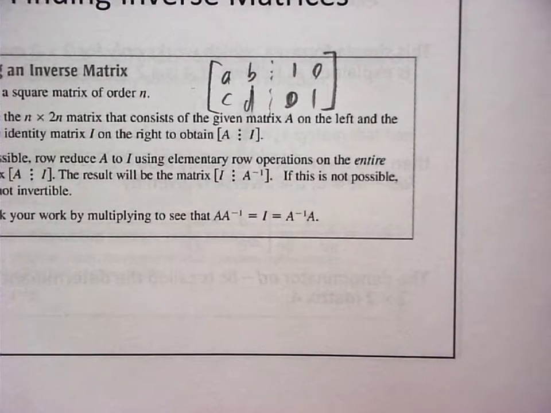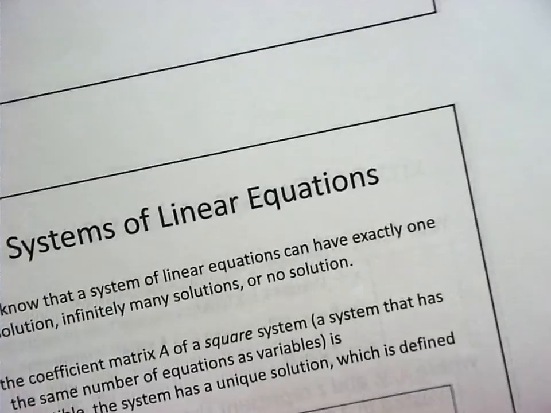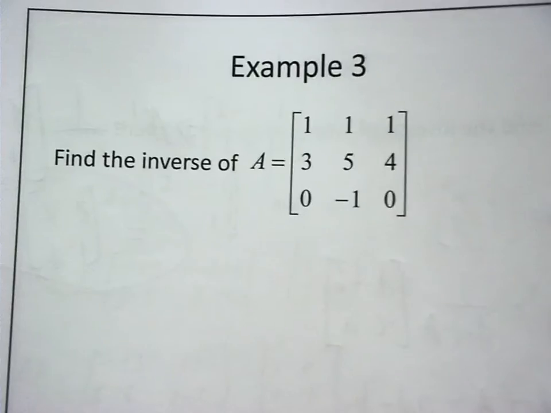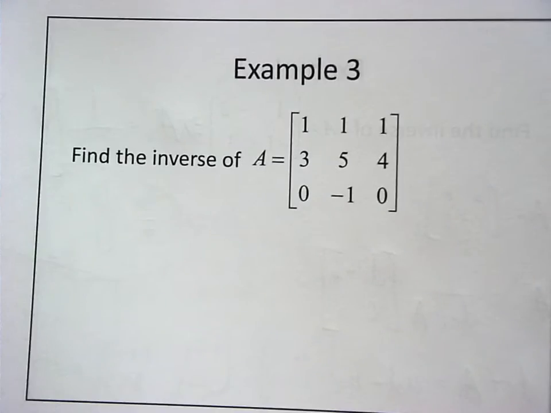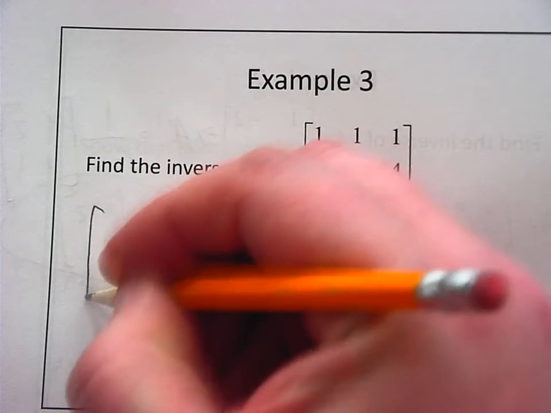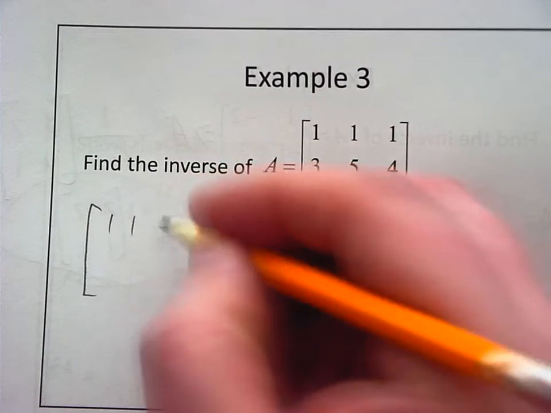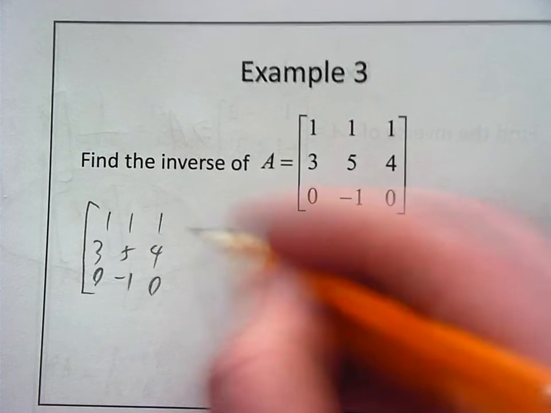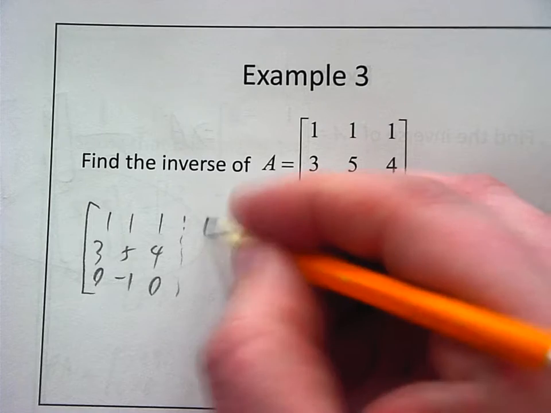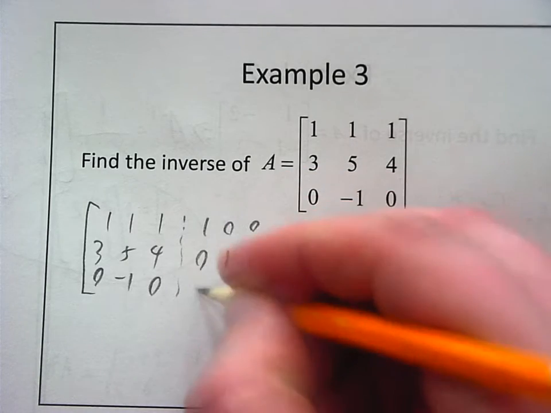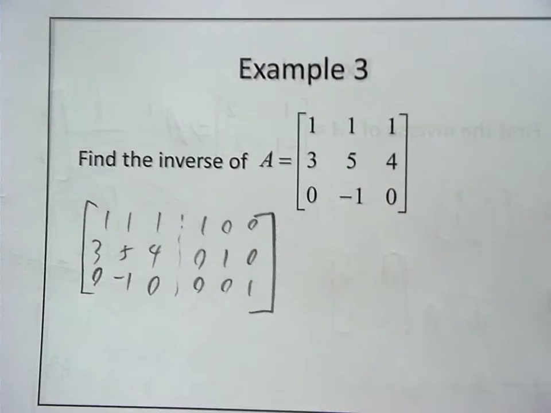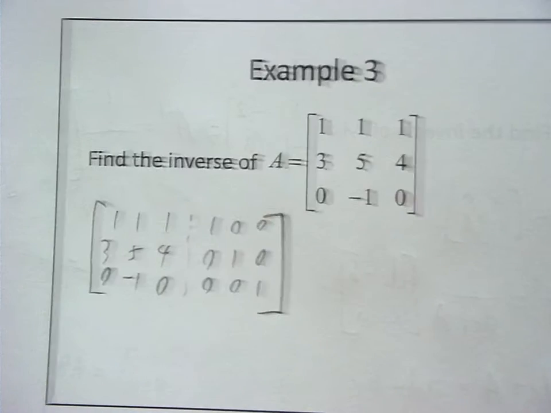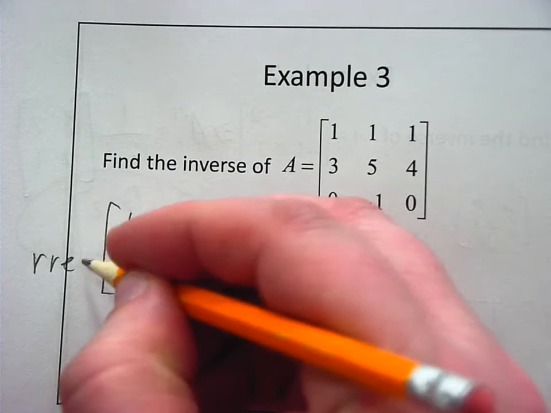Okay? Now for larger matrices, though, that's where you're kind of going to want to use that method. Okay? If I have a 3x3 matrix, I'm going to use that identity method, where I make that larger matrix. So you get 1, 0, 0, 0, 1, 0, 0, 0, 1. And then find the row reduced echelon of that.